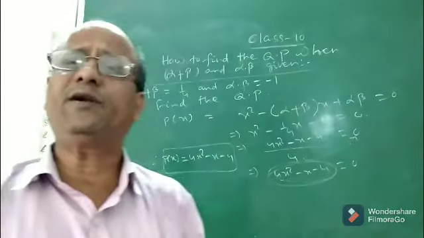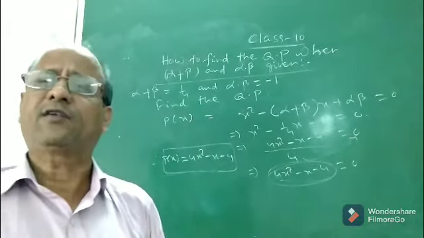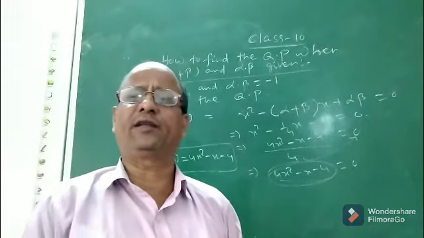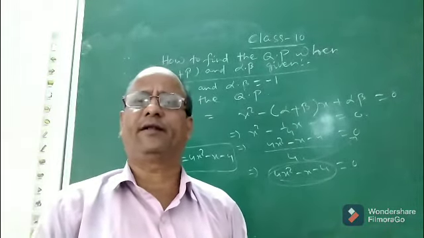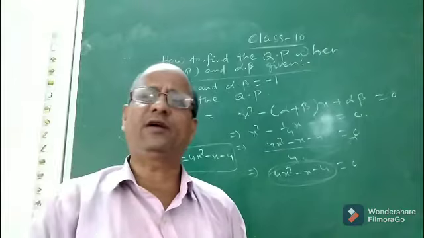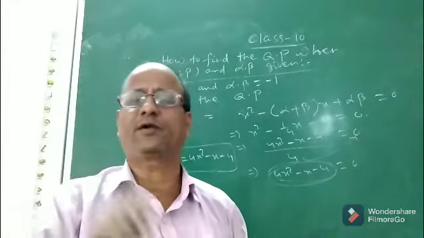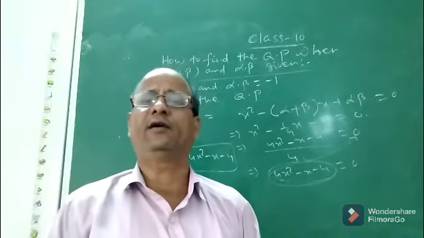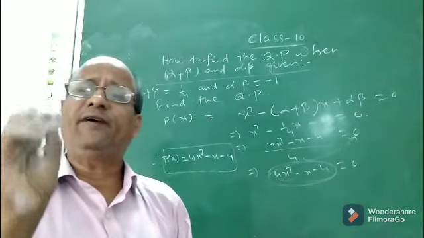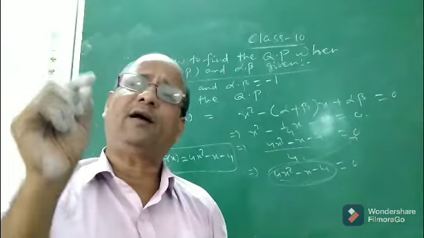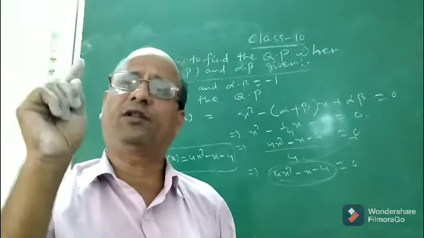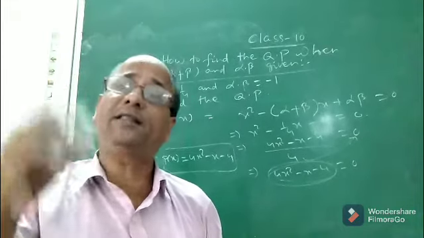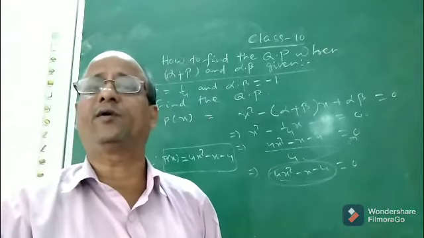In the next class we will discuss another thing. What is that? Suppose you are given a polynomial of any degree, third degree, fourth degree, any degree. A third degree polynomial has maximum 3 zeros. A fourth degree polynomial has maximum 4 zeros. Suppose you are given a third degree polynomial and only one of its zeros is given. You do not know the other two zeros. How to find the remaining zeros of the cubic polynomial?